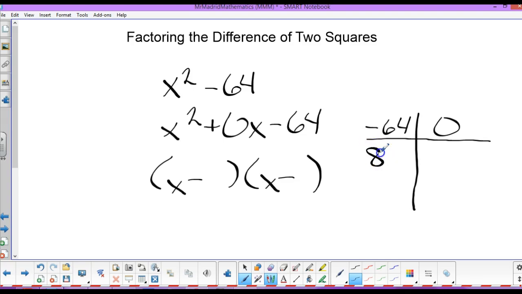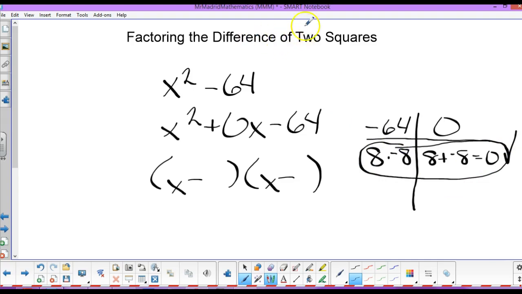So if I go 8 times negative 8, I get negative 64, and if I go 8 plus negative 8, I get 0. So this already is my winner. Okay, so that's kind of your tip when you see difference of two squares. You're looking for a number and its, we can call it, I don't know, additive inverse perhaps.